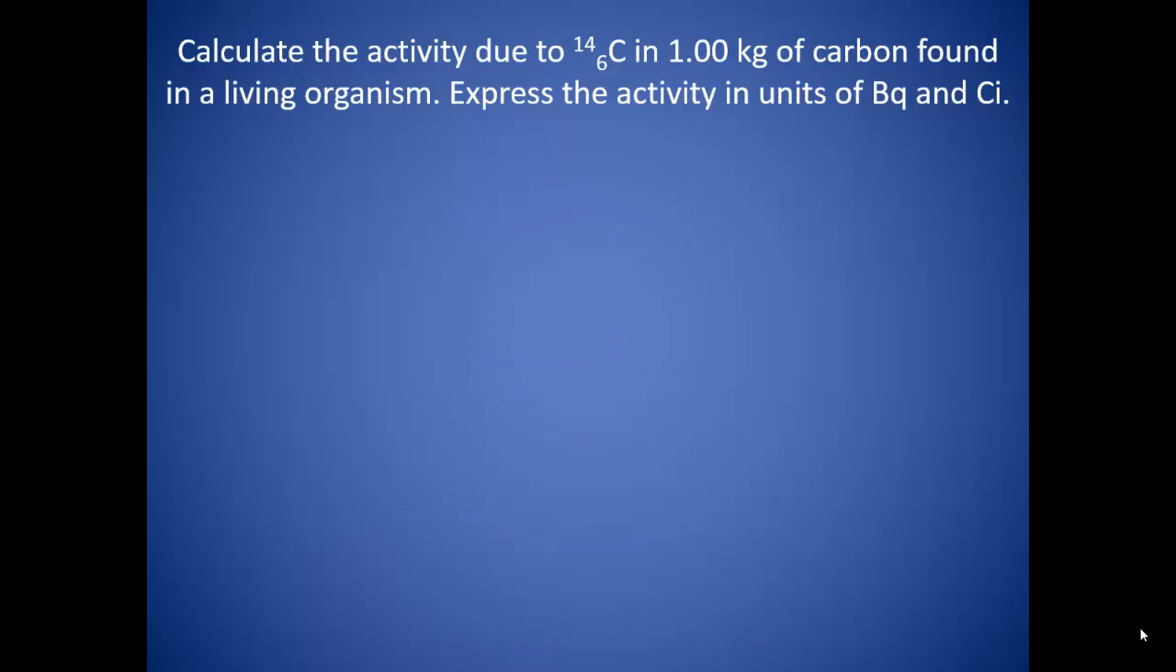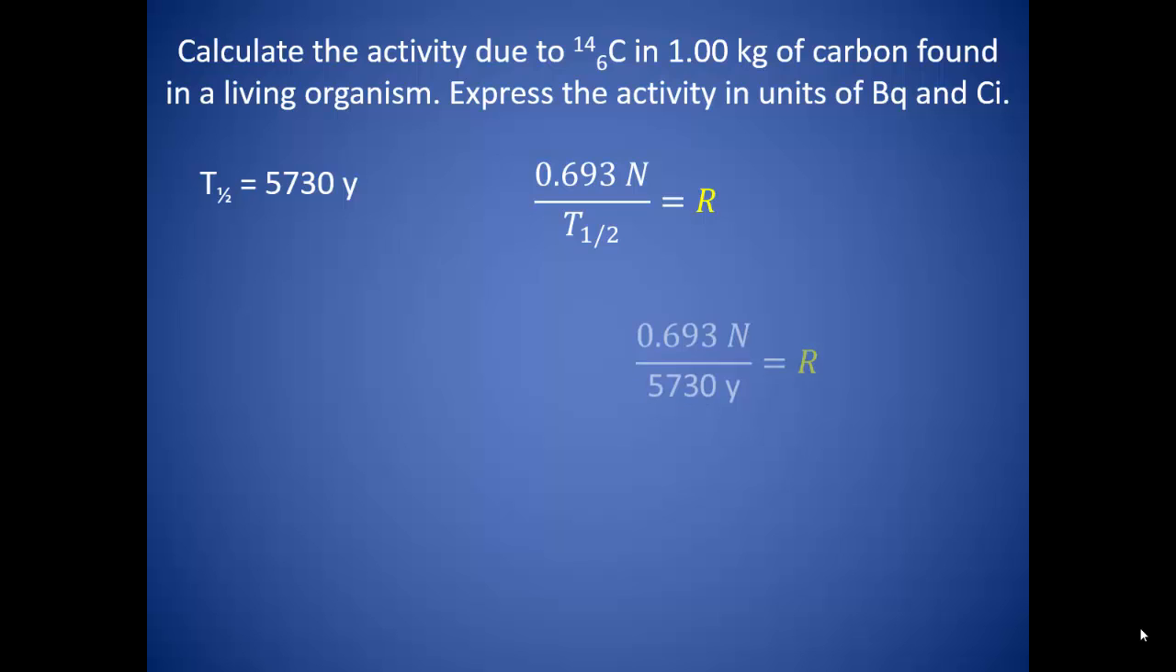So we can calculate the activity of a sample, say 1 kilogram of carbon-14. We know that the rate of decay is 0.693 times the number of parent nuclei divided by the half-life. We know the half-life of carbon-14 is 5,730 years, so we can plug that into our equation. But what is this N? N represents the number of particles that we are starting with. And well, we know that we have 1 kilogram of carbon. So if only there were a way to convert mass to the number of particles.